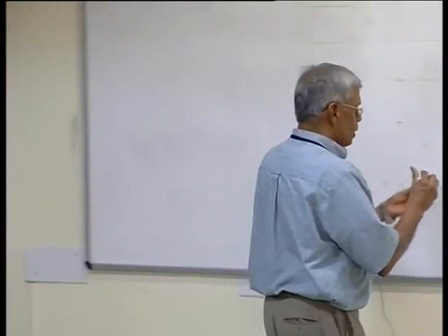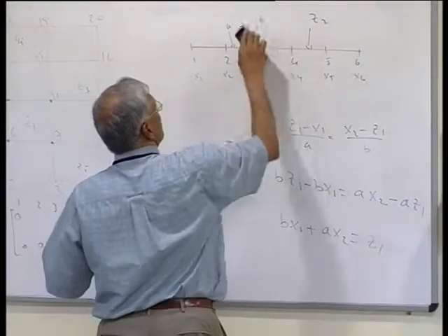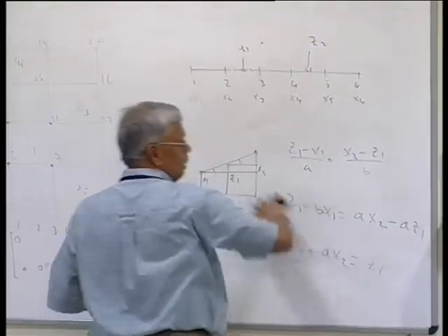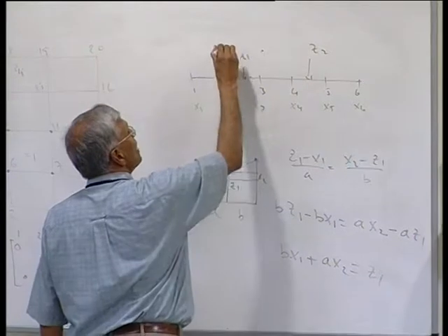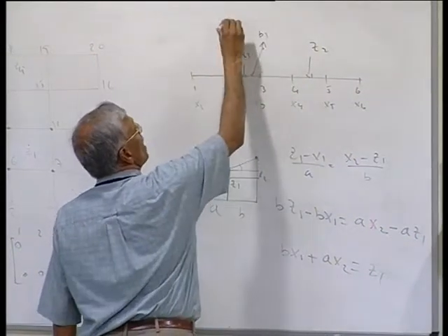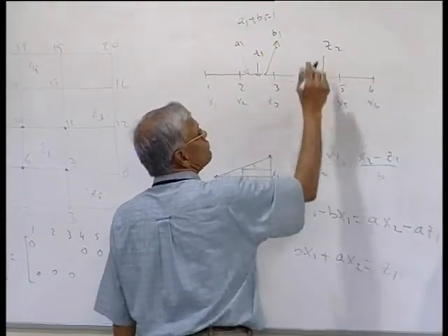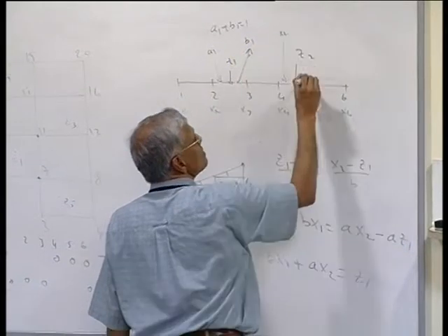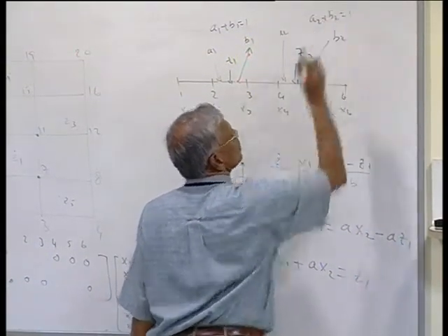That's right. So in order to apply this rule, what is it that I now need to know? I now need to know the following. What is the distance of Z1 from its left boundary? Call this A1. Call this B1. A1 plus B1 is equal to 1. Well, the distance of Z2 from this, call this A2. Call this B2. A2 plus B2 is equal to 1.